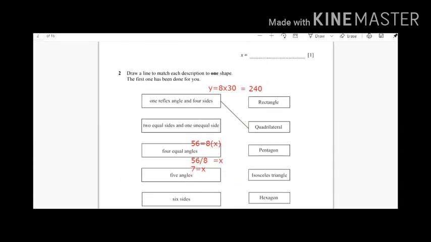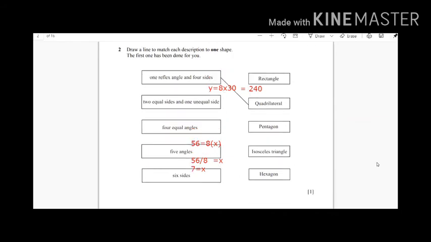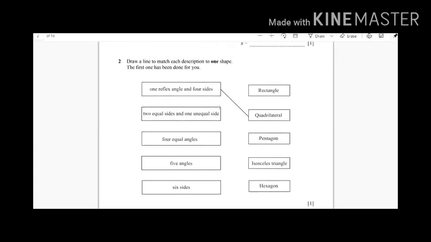Now we will use some geometry, and in the geometry there are some shapes. The first question they have done for us is one reflex angle and four sides, that is a quadrilateral, right? The second one is you have to match what kind of figure this is. The properties or the definition is given on the left side and the name on the right side.